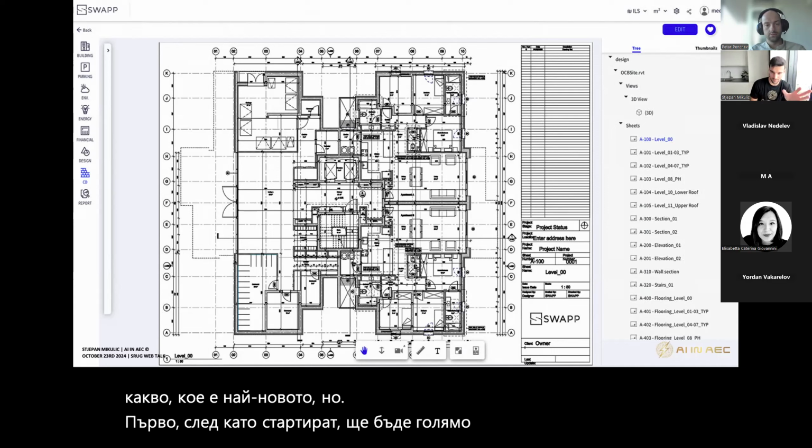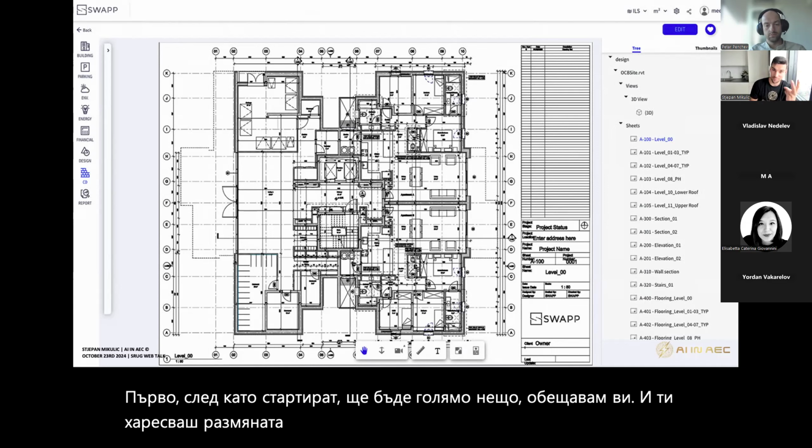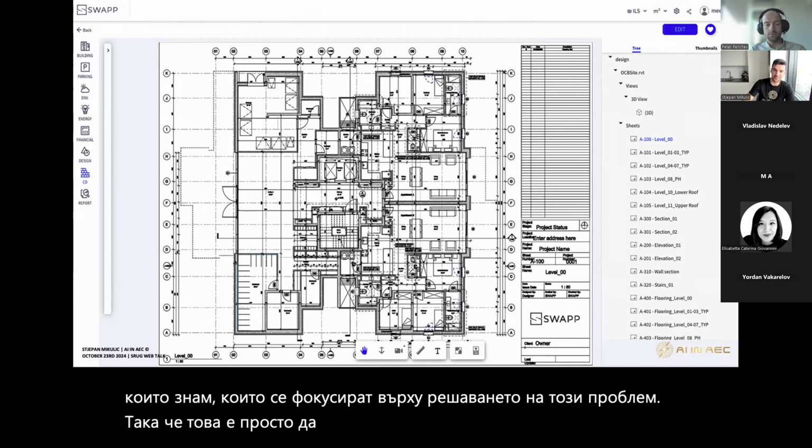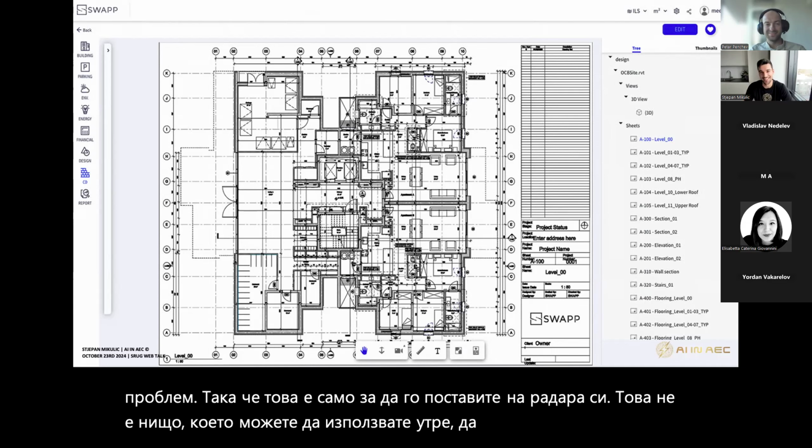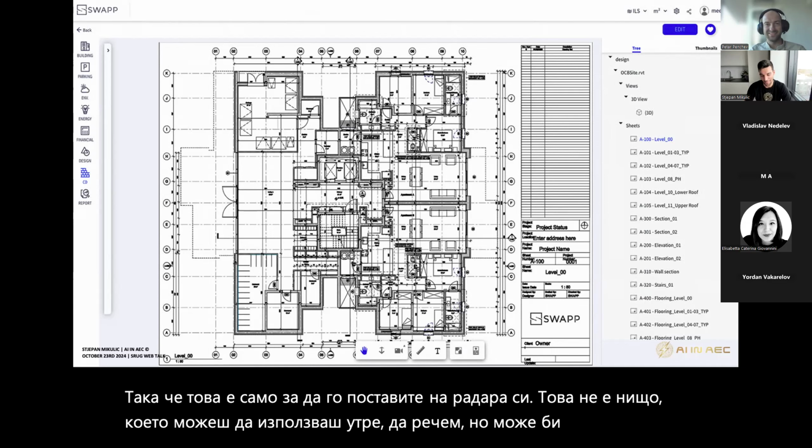Swap is not the only company, but it's one of the two I know of that are focusing on solving this. So this is just to put it on your radar. It's nothing you can use tomorrow, but maybe the day after tomorrow, who knows? So yeah. Okay, with that said, I want to start wrapping up.